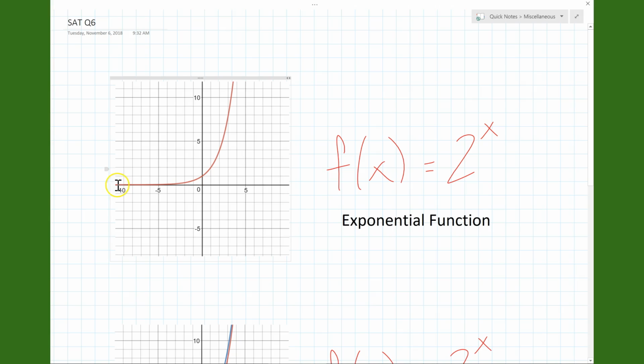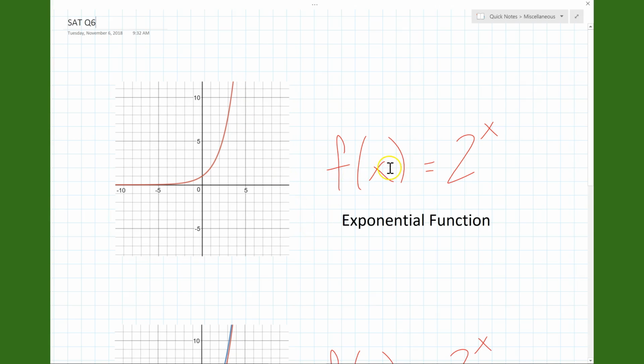and it gets closer and closer to 0 as you go to the left of the x-axis, as you go to negative infinity, and as you go to positive infinity, it keeps on increasing. So notice this is the basic shape of a general exponential function.